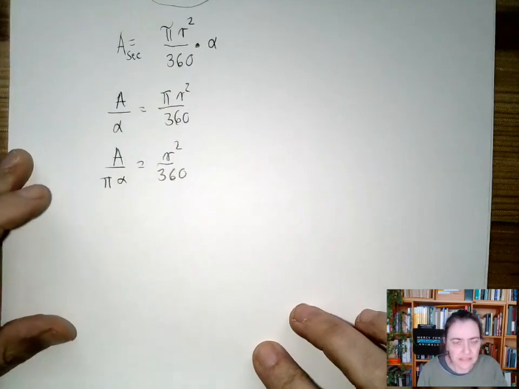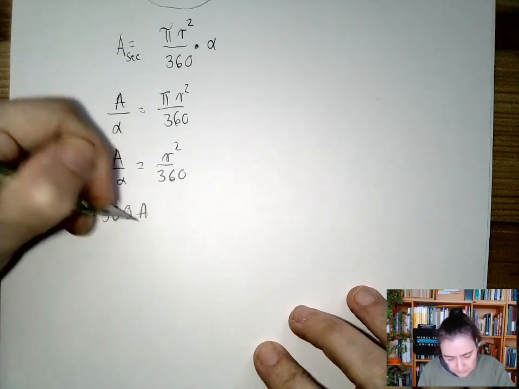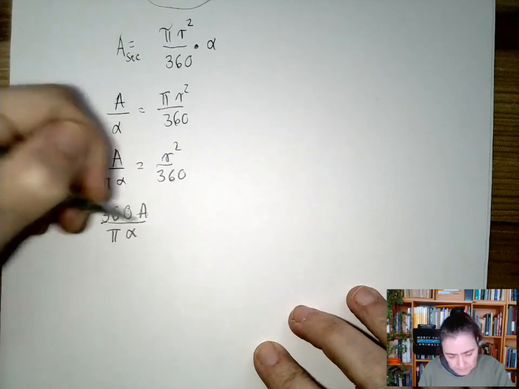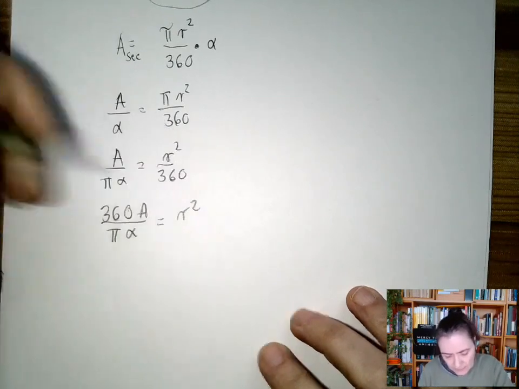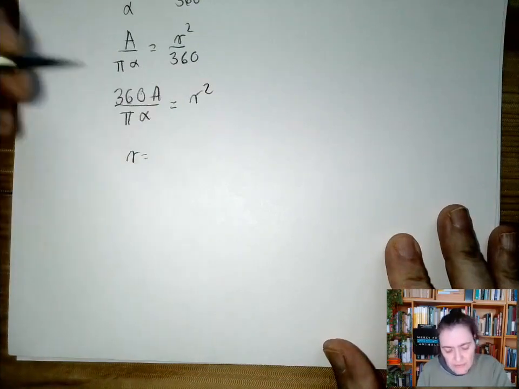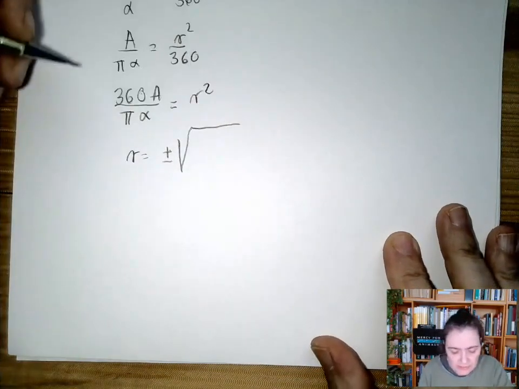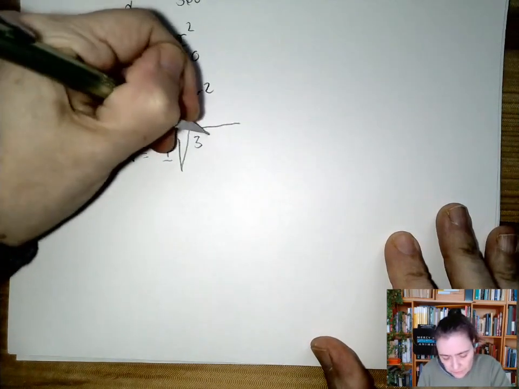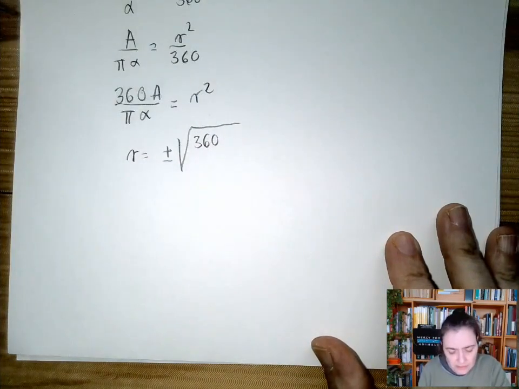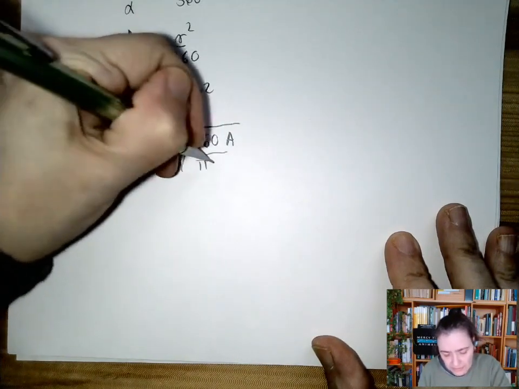Let's get rid of 360. We multiply both sides. And then we just take the square root of both sides. Well, let's be careful, right? There are two possible solutions, and the negative one will obviously not work. So r equals the square root of 360 times the area of the sector given divided by pi times the angle.